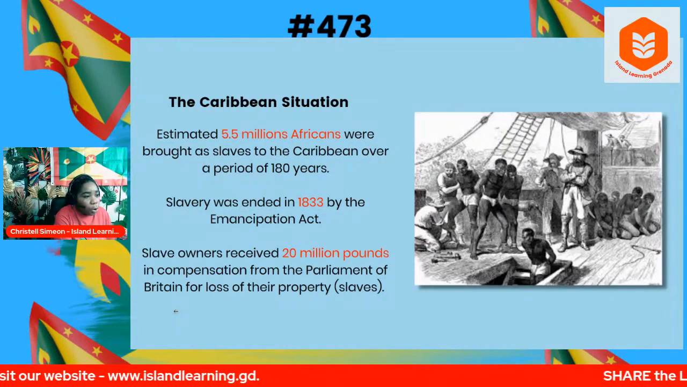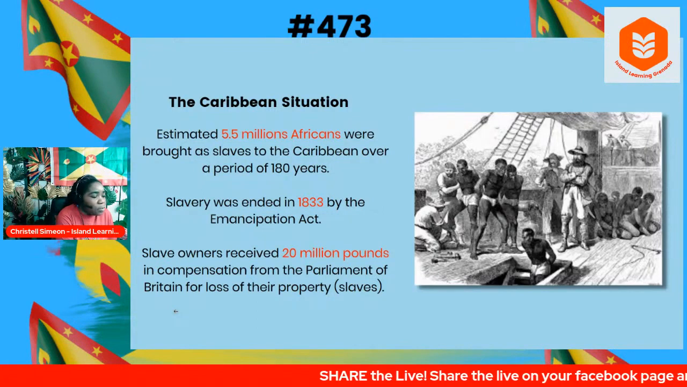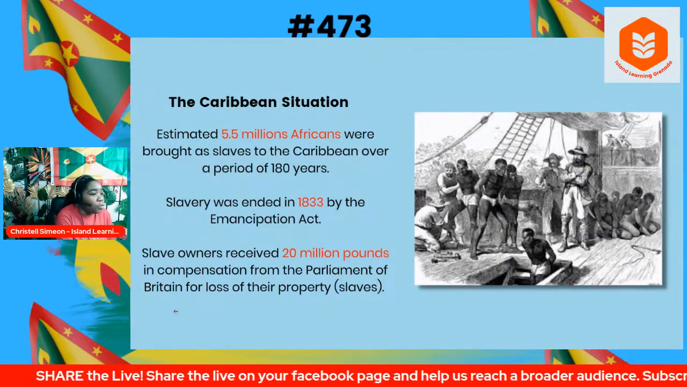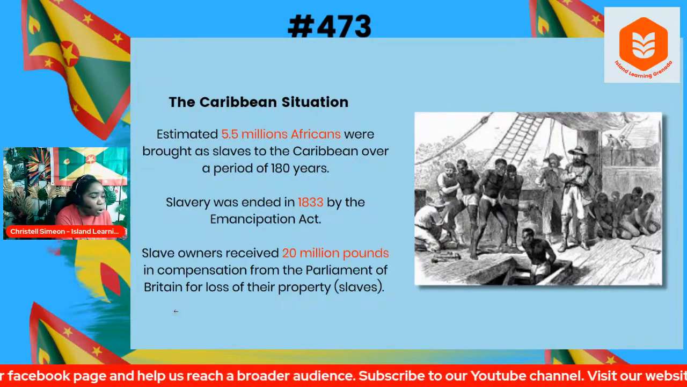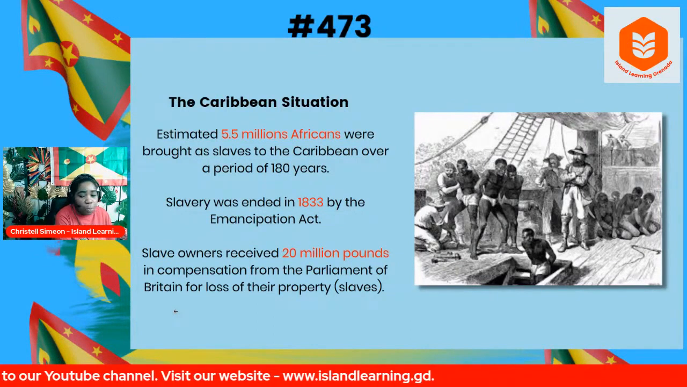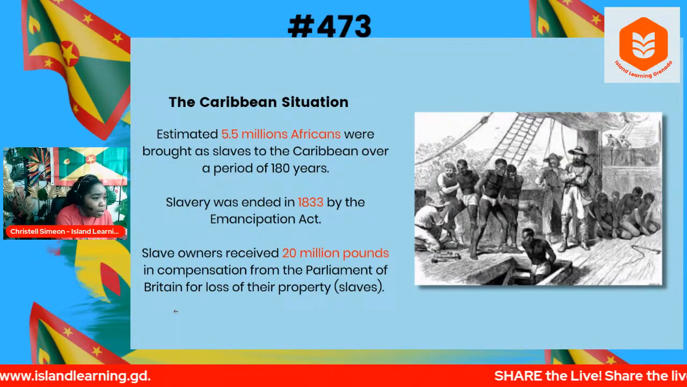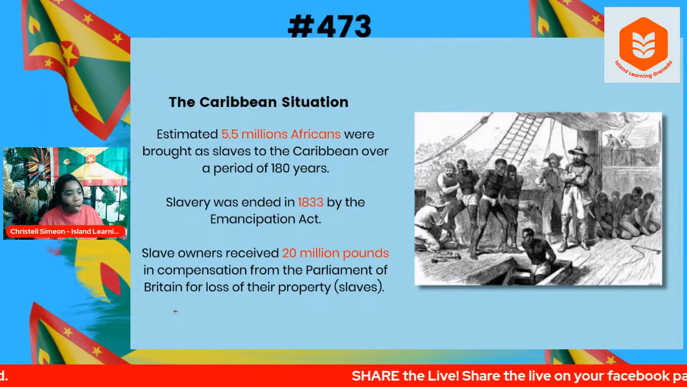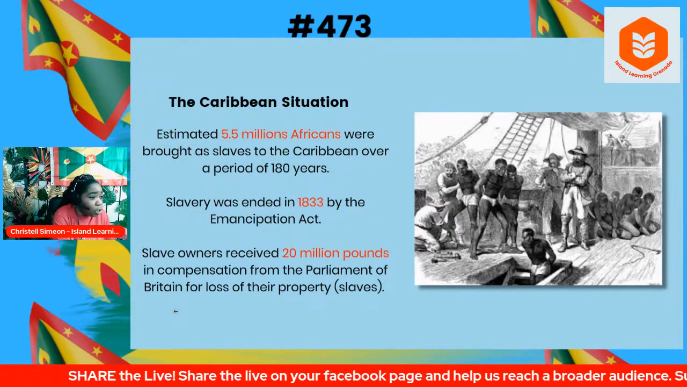So the Caribbean situation, based on research, there was an estimated 5.5 million Africans who were brought from across West Africa and transported to the Caribbean islands over a period of 180 years, right? 5.5 million Africans. So that's a lot of people. A lot of people who came over almost 2 centuries. 180 years is almost 2 centuries.